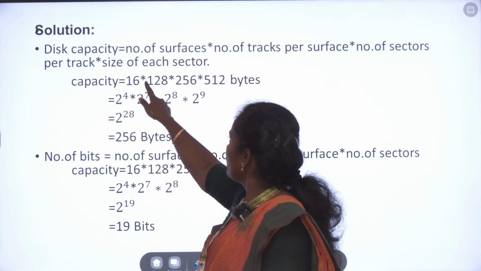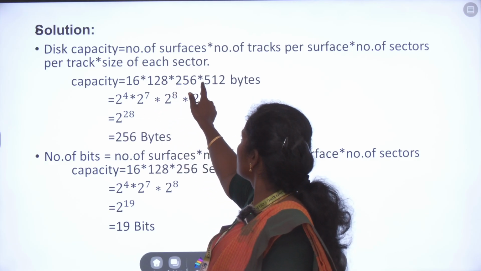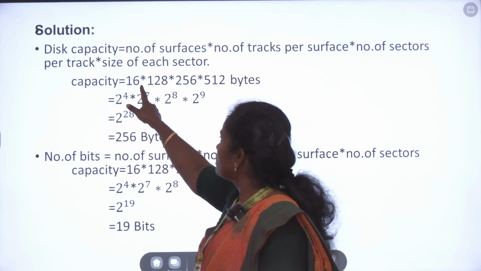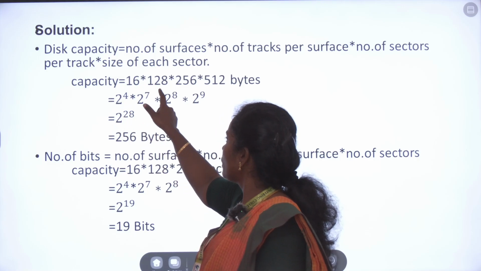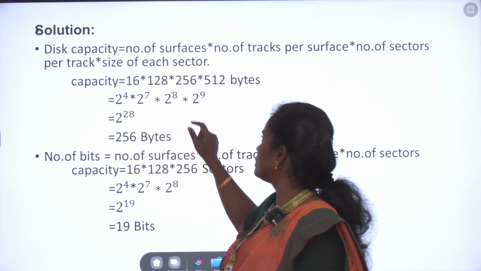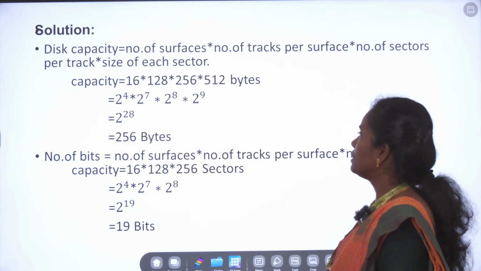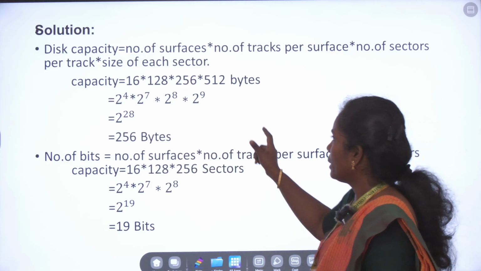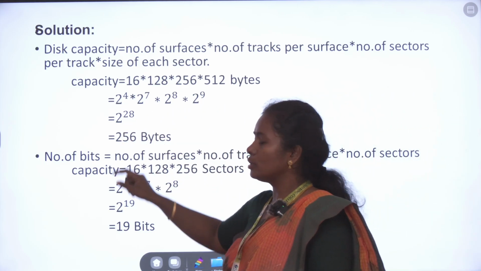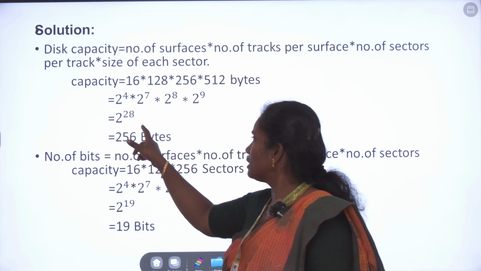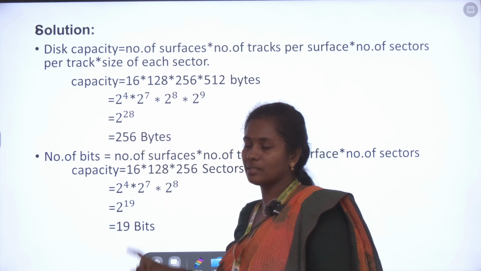So 16 into 128 into 256 into 512 bytes, which is also written as 2 to the power of 4, 128 is 2 to the power of 7, 256 is 2 to the power of 8, and 512 is 2 to the power of 9. We combine all this and write it as 2 to the power of 28, which in bytes is 256 megabytes.